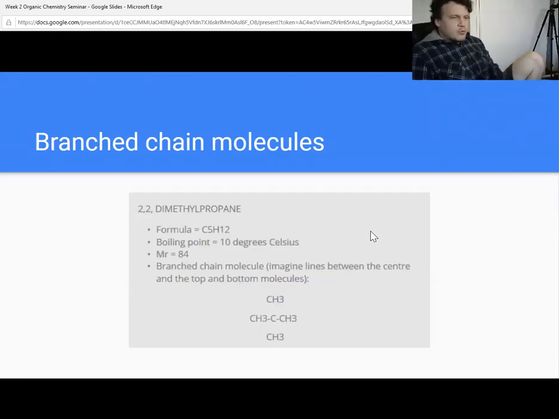So, branch chain molecules. Don't worry about the name, it's big and scary. But 2,2-dimethylpropane has a boiling point of 10 degrees Celsius. So, it's a branched chain molecule.